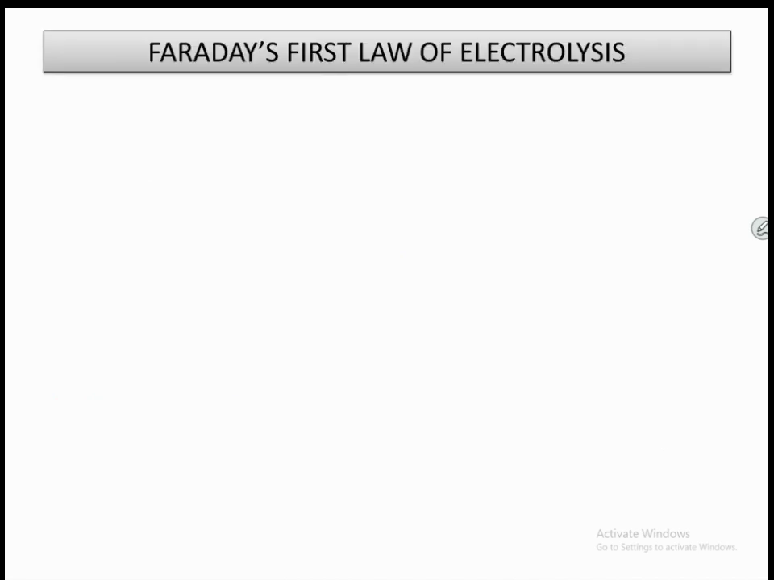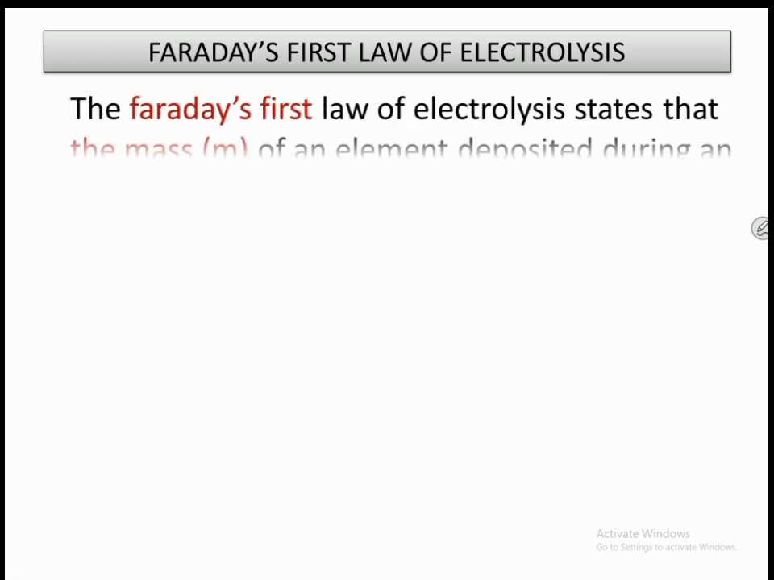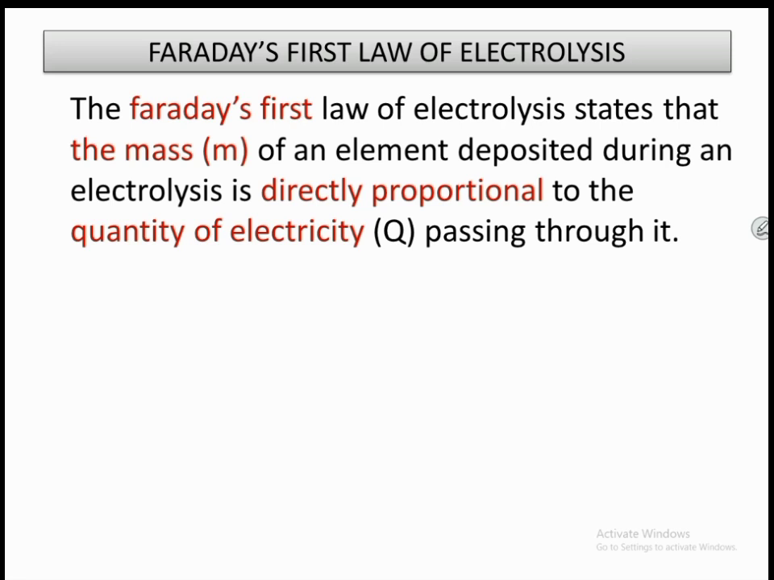All right, now I'll be introducing you to Faraday's first law of electrolysis. Faraday's first law of electrolysis states that the mass of elements deposited during electrolysis is directly proportional to the quantity of electricity that passes through it. Remember, what is it talking about? It's talking about mass, because we all agree that mass of substances are deposited at the cathode or anode or discharged during electrolysis. So the mass that is deposited depends on the quantity of what? Electricity that passes through it.